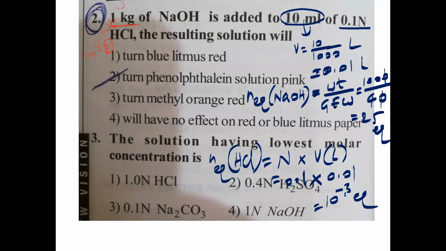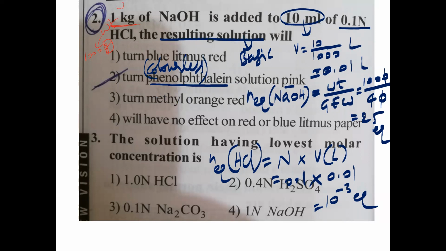Only 0.001 is there here. That's why the resultant solution formed will be basic. It is a basic solution. A basic solution will turn phenolphthalein, which is actually colorless, into pink color. This colorless phenolphthalein will change into pink color. So this is what we need to understand here.